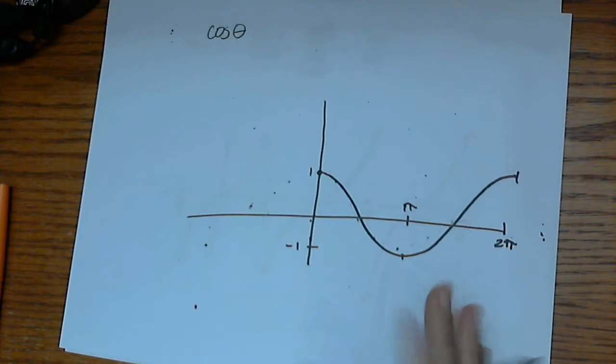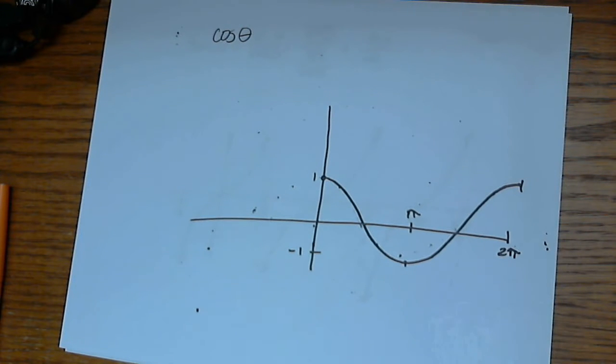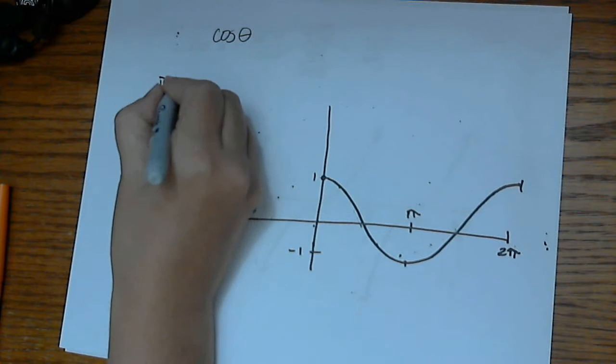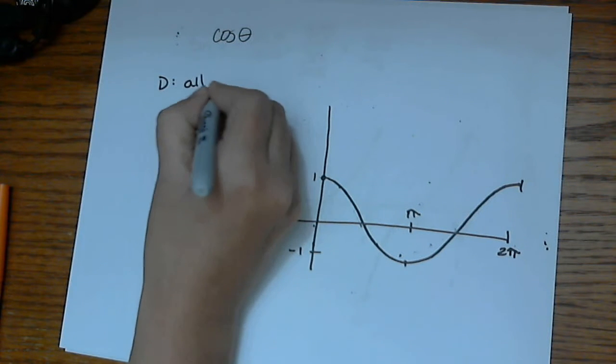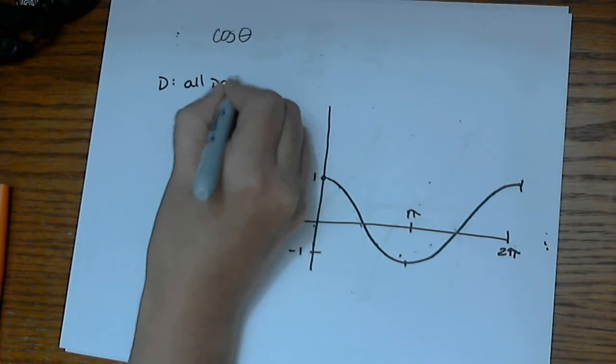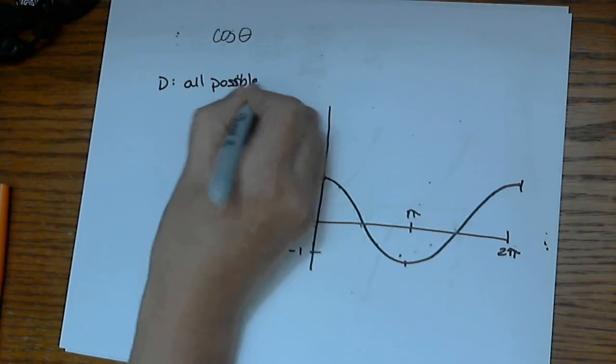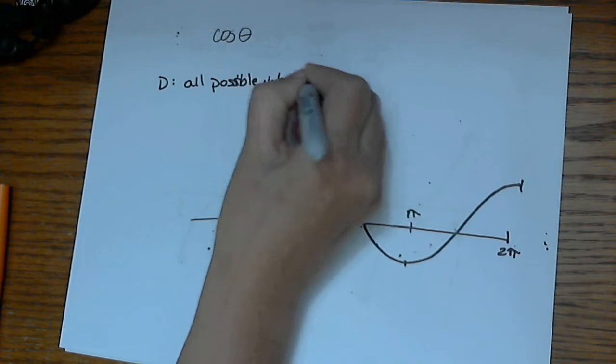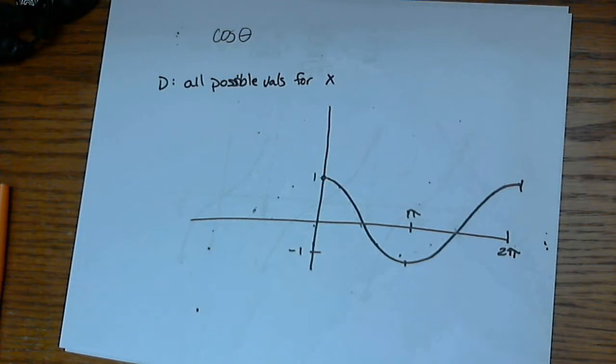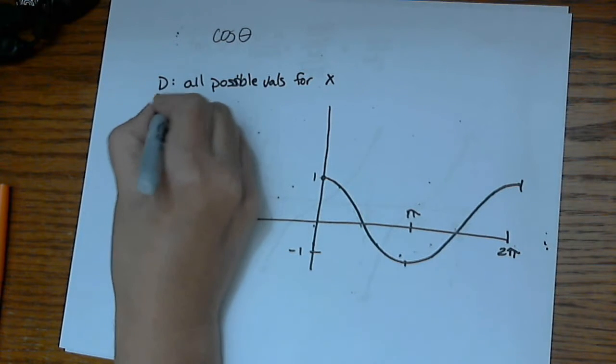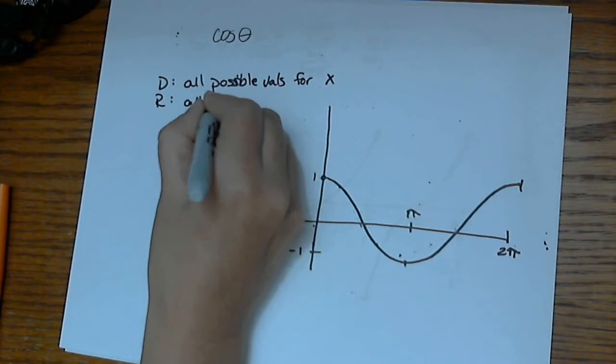If we want to talk about the domain and the range of the cosine graph, remember, domain is going to be all the possible values for what? Possible values for x, I hope you're saying. And the range is going to be all the possible values for y.